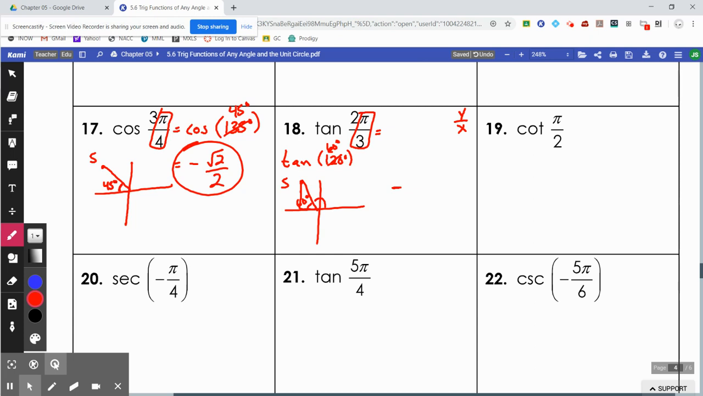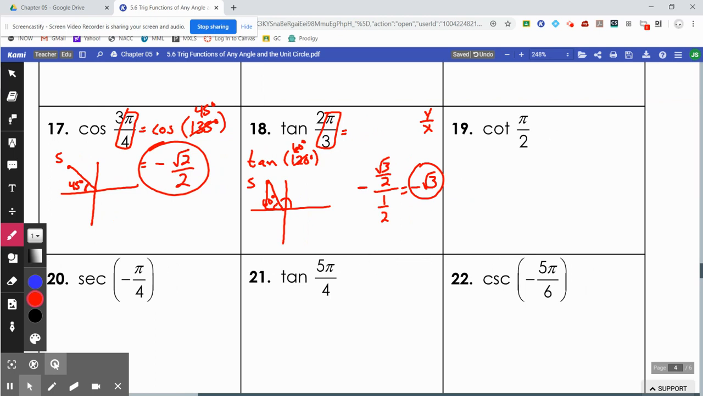Our y value would be the sine, because again, sine is y. So the sine of 60 would be root 3 over 2. Our cosine value would be 1/2. Flip and multiply, you're going to get negative root 3 as your tangent value. Or you can just say, what is the tangent of 60? You could have done it either way.